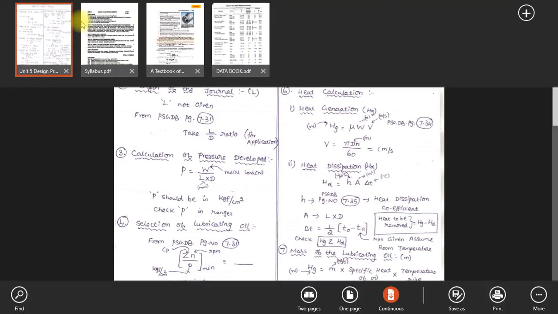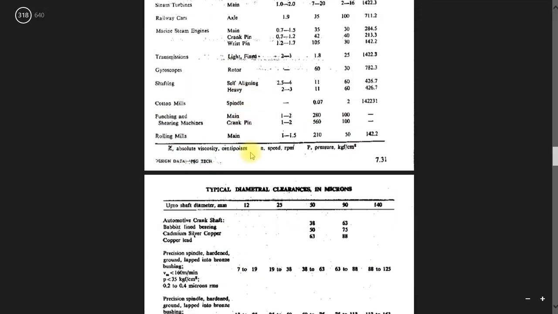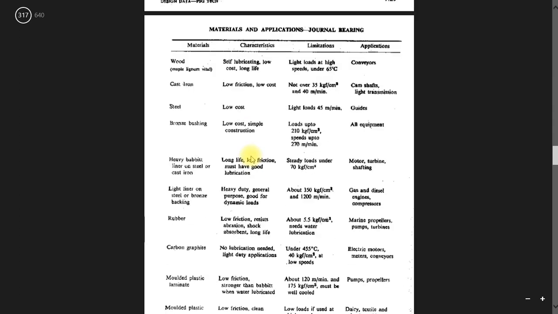You can take this particular formula from page number 7.30. So P is equal to 2 pi N T by 60. Otherwise you can take the particular value. And then for the length of the journal, you can go to page number 7.31 and take the L by D ratio.